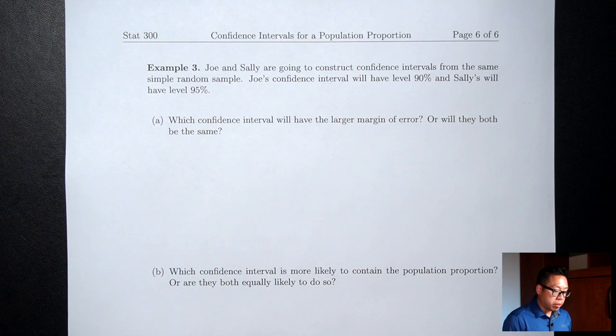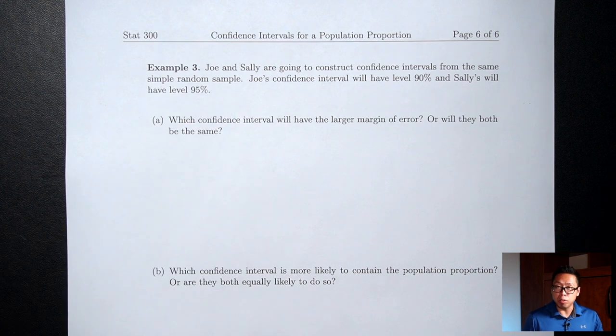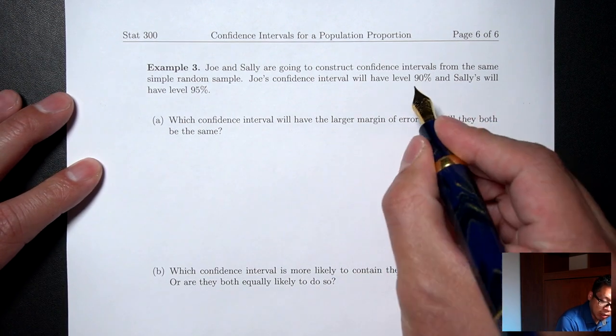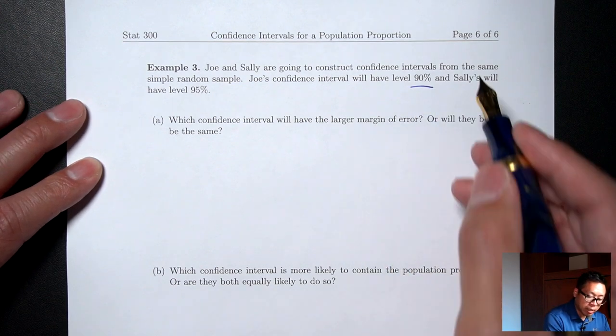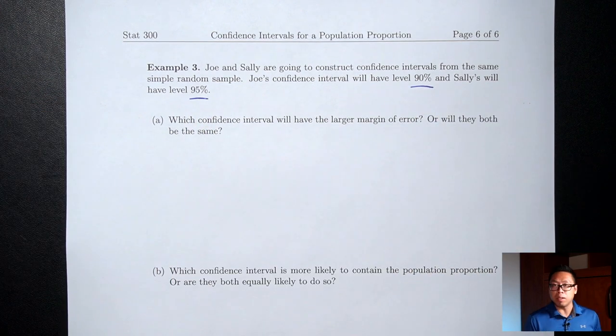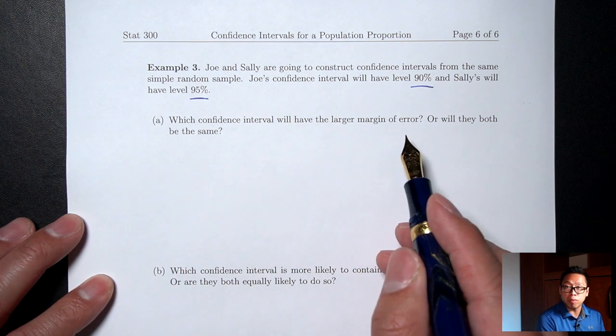Example three. Joe and Sally are going to construct confidence intervals from the same simple random sample. Joe's confidence interval will have level 90% and Sally's will have level 95%. Part A, which confidence interval will have the larger margin of error, or would they both be the same? Joe and Sally are using the same simple random sample, so they're using the same sample size. The only difference is that Joe is going to use a 90% confidence level, and Sally is going to use a 95% confidence level. So the question is, which confidence level will result in a larger margin of error?